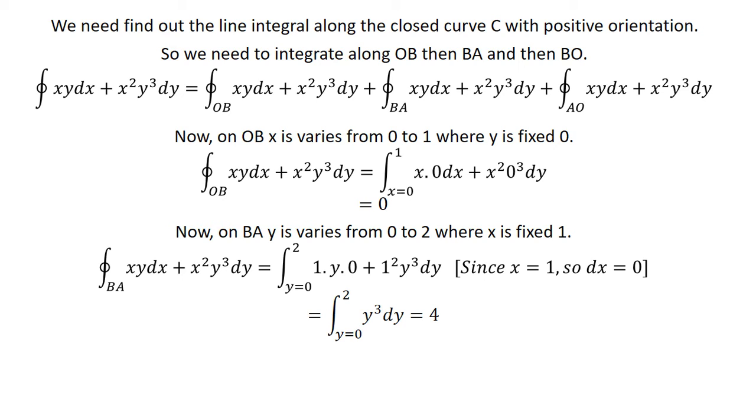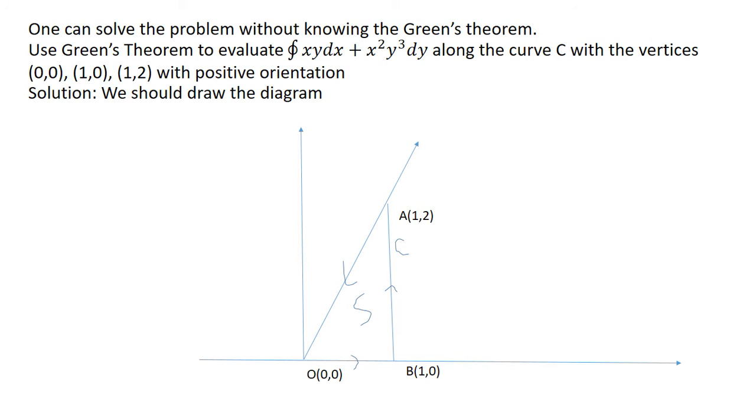So first of all, integration along OB. Just go back to the picture. OB means it's just the x-axis. On that x-axis y becomes 0. So whenever y is 0, dy becomes 0.